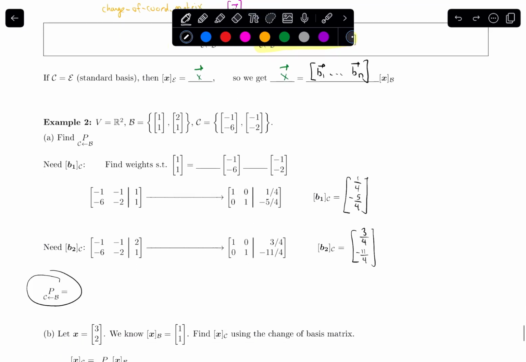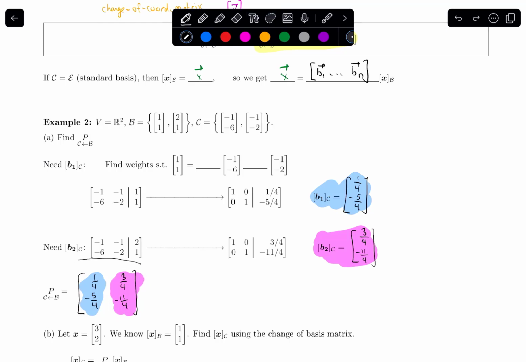So I'm ready to set up that change of coordinates matrix. Its first column, let me highlight these, is this vector here. Okay, so let me go ahead and write it. That is 1/4, -5/4. And the second column is B2's coordinate vector in terms of the basis C. And I have that as well. That is 3/4 and then -11/4. Okay, and I end my matrix. And that's my change of coordinates matrix. Okay, so I'm going to box that.